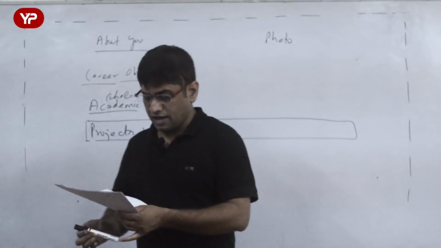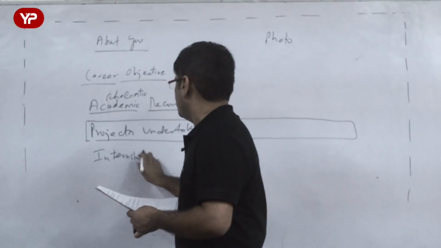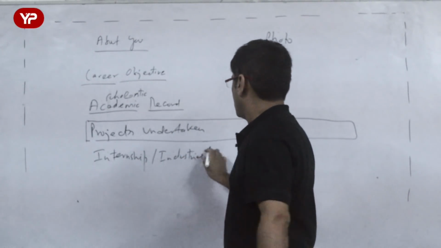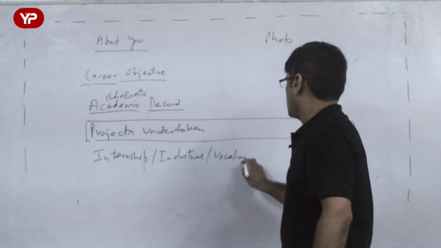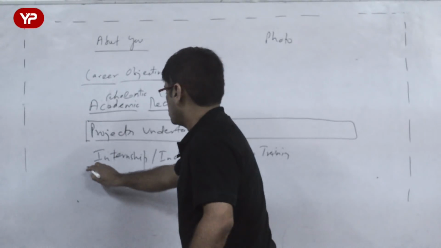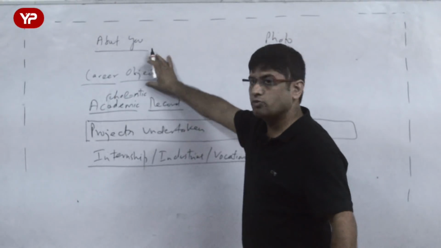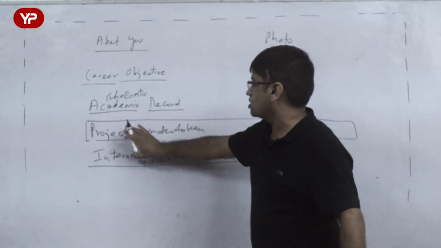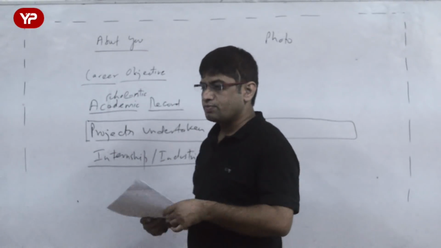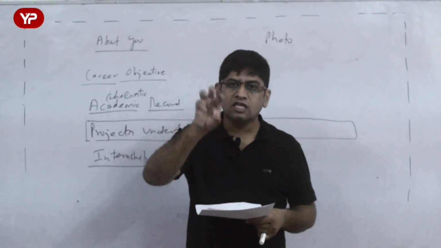After the projects undertaken, the next column can be internship, industrial, vocational training. So let me repeat: about you, your information, photograph, career objective, then scholastic or academic record, projects undertaken, internship, industrial, vocational training. First you just write the headings, and in those headings keep filling in the details.